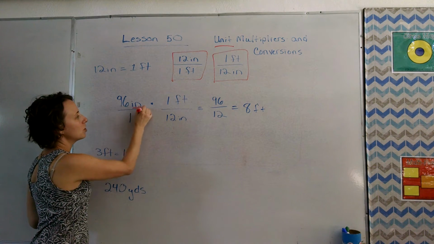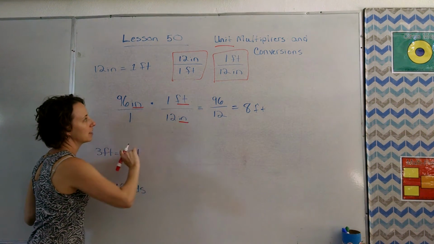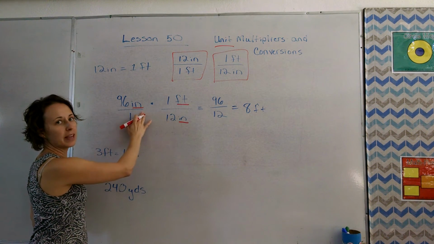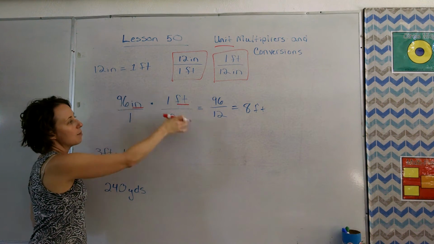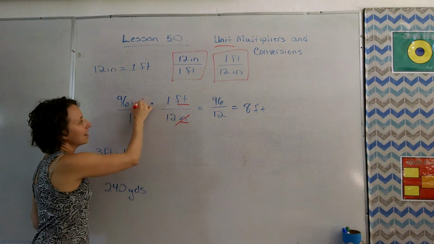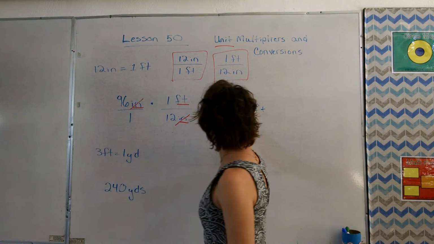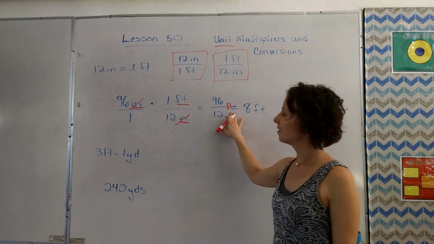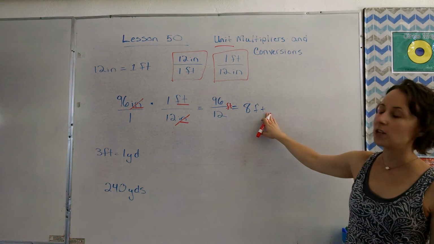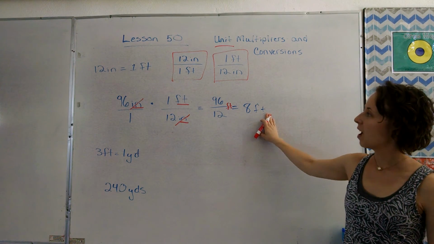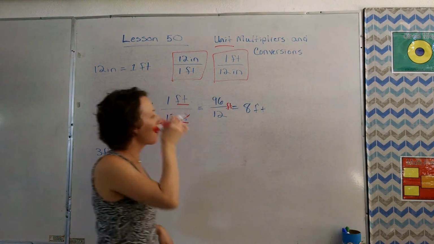Units. Inches, inches, feet. I want to cancel out my inches. I have inches on the top and inches on the bottom. They can cancel, leaving me with feet. 96 divided by 12, feet. When I do my math, 96 divided by 12 is 8. Let's try this together with another problem.